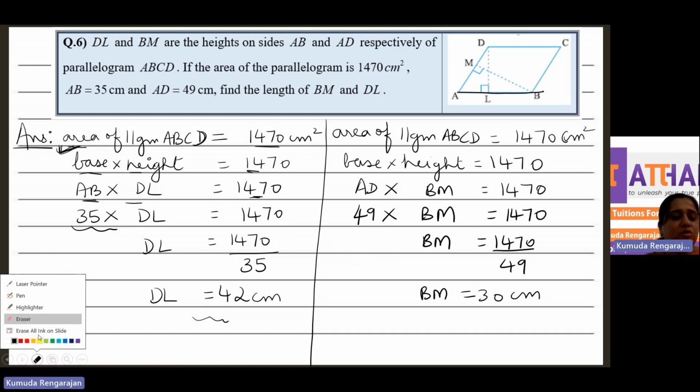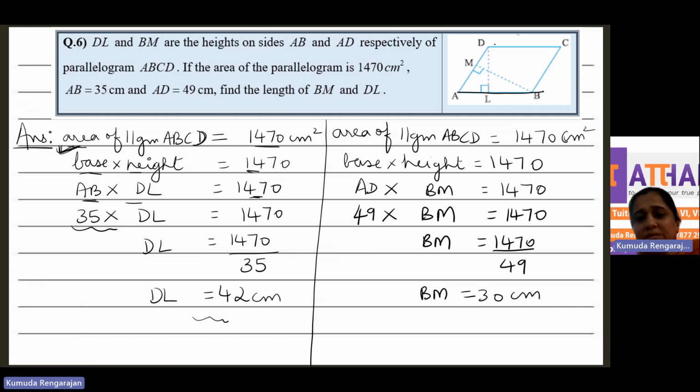Base and height, substitute carefully. So in the second method, base I've taken AD and the corresponding altitude BM. See here, AD into BM is equal to the same area because it's the same parallelogram, 1470.